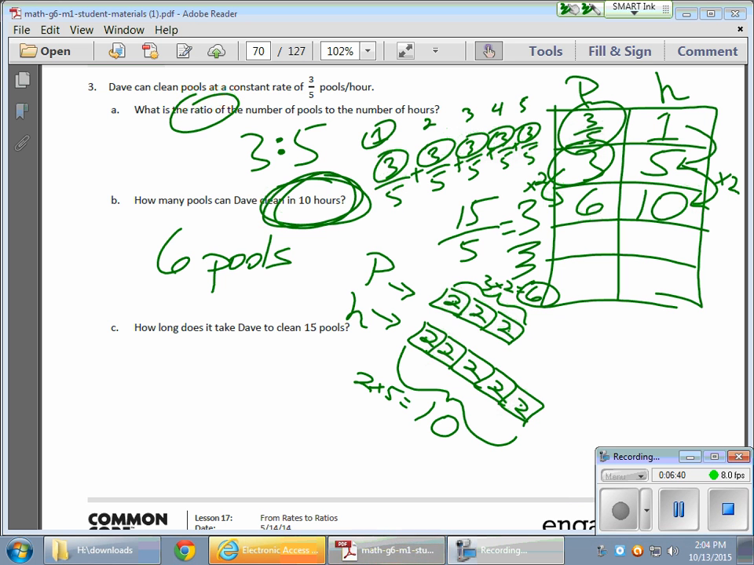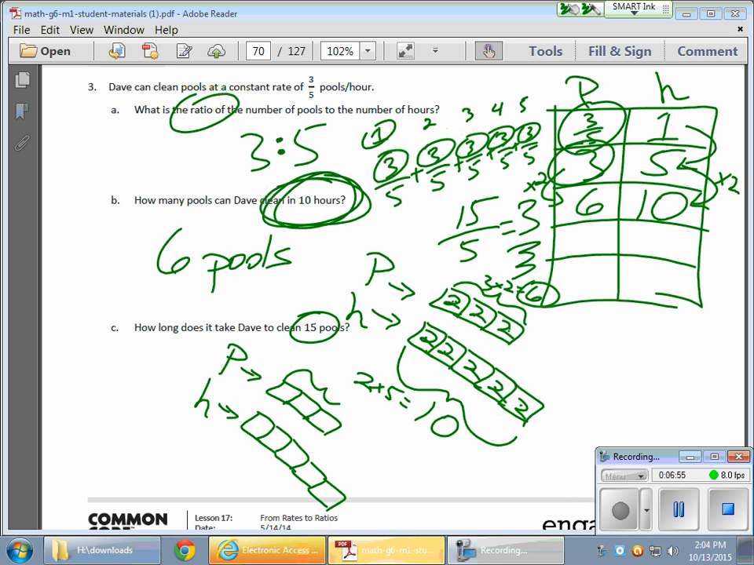Now, how long does it take Dave to clean 15 pools? Well, I can set up the same scenario here with a tape diagram. Pools, hours, it's the same ratio, folks. 1, 2, 3, and 1, 2, 3, 4, 5. And if it's 15 pools, that's this value right here. That's 15 for these 3 boxes, which is 5 for each, because 5 times 3 gives me 15. That means all of these are worth 5. And since I have 5 sets of 5, I know right away it's going to take Dave 25 hours to clean those pools.